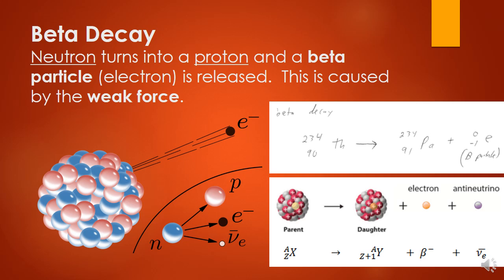The graphic at the bottom right shows that if I have some element X and the number of protons is Z, then the daughter Y is going to have protons Z plus 1, one more, plus a beta particle, plus the small particle called an antineutrino. Antineutrinos travel very fast, close to the speed of light, but not the speed of light, and the mass is very small, not 0, but incredibly, incredibly small.